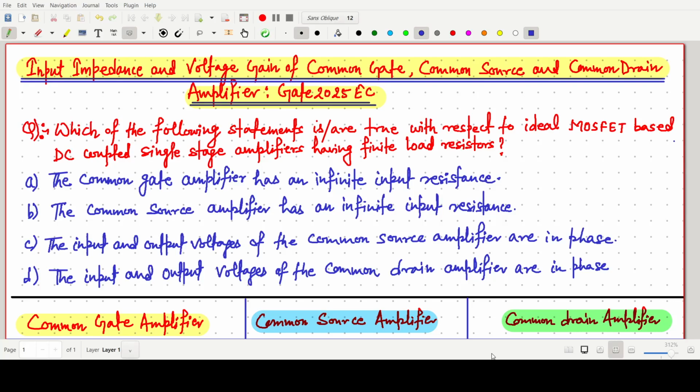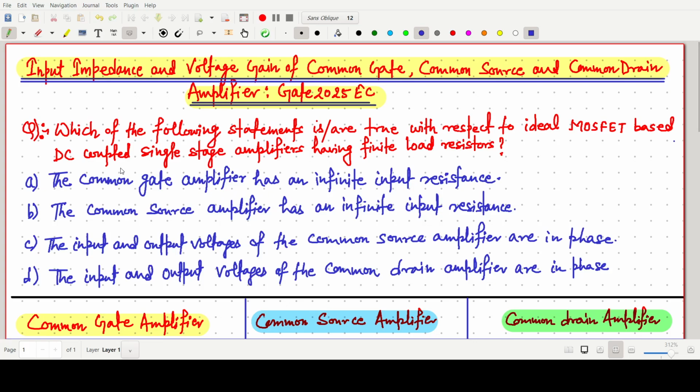Welcome everyone. In this video lecture, we will solve a GATE 2025 EC question which is based on the input impedance and voltage gain of common gate, common source and common drain amplifier based numerical. In that numerical, we have to identify which of the statements are correct, or true.